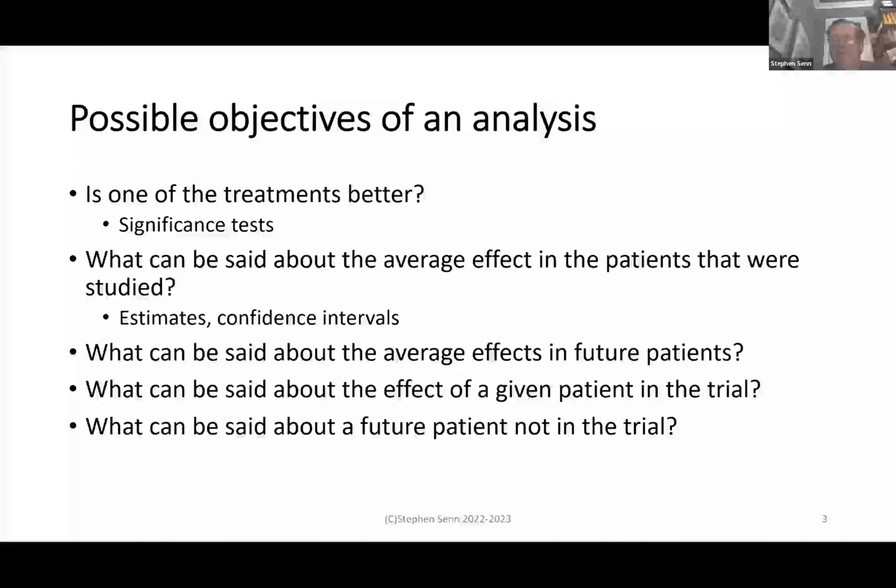What can be said about the average effect in the patients that were studied? For that, we have estimates and confidence intervals. But that's for the patients actually in the trial. What can be said about the average effect in future patients is obviously a more difficult question. And also, we might be interested in trying to say something about what the effect is of a given patient in the trial. And N-of-1 trials are particularly suited for this. And what could we say about a future patient not in the trial? These are all questions we could be interested in answering using N-of-1 trials.